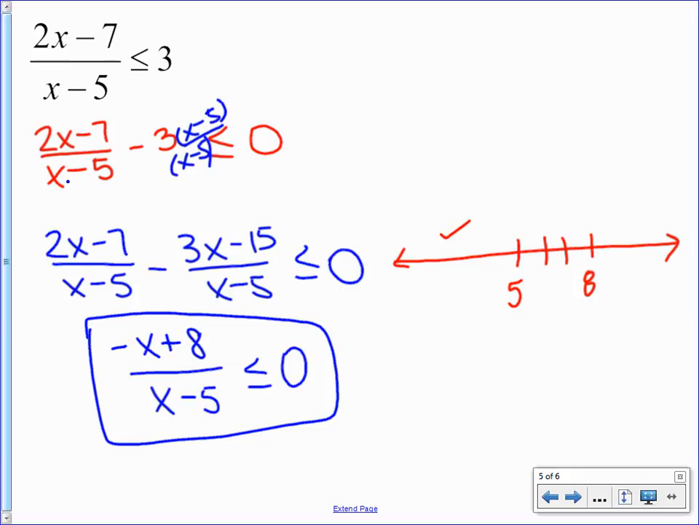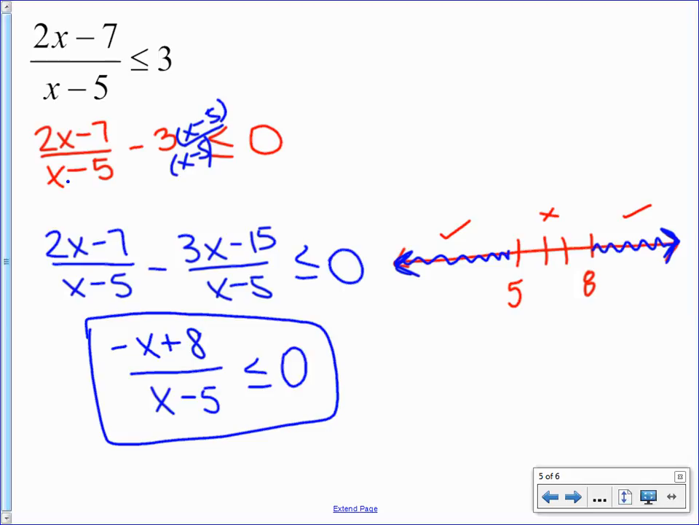Between 5 and 8, 6 is pretty easy. This would be 2 over 1. But we want it to be less than 0, so that's not what we want. Right? Above 8, we can plug in 9. If we plug in 9, we would have negative 1 over positive 4. Is that negative? Is that what we want? Okay. So there's our intervals. We know to the left of 5 is good, and we know to the right of 8 is good.